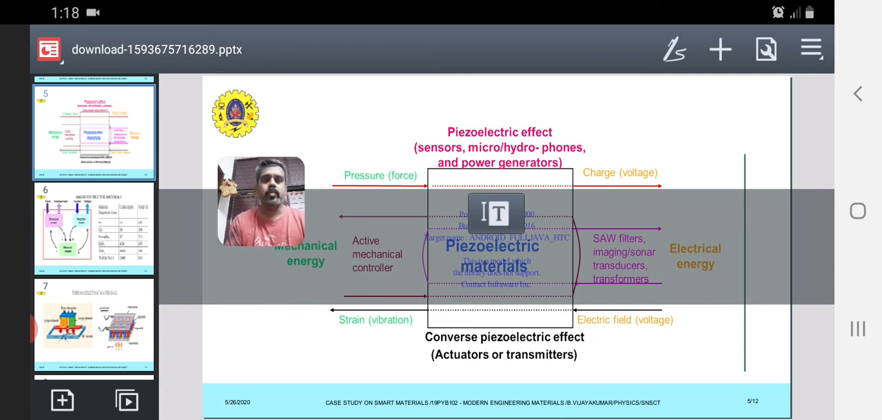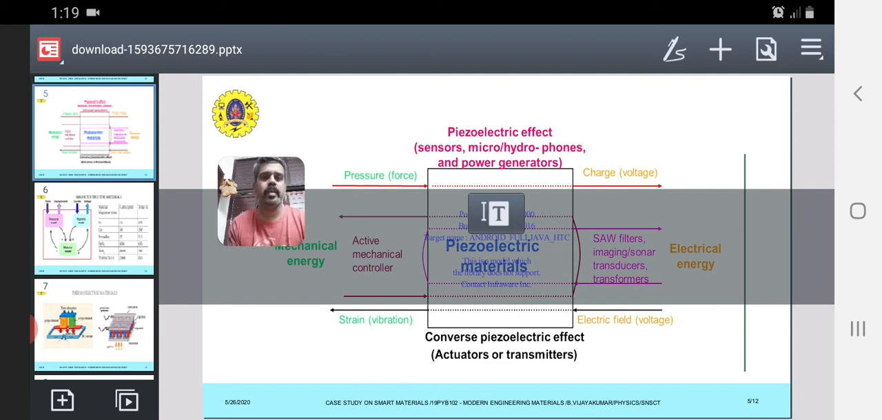It has X cut and Y cut natures. All this we studied in the ultrasonic production of piezoelectric oscillators. The piezoelectric effect is applied in the same way here also. One energy is converted to another energy. That is the basic concept of the piezoelectric effect. So when we apply pressure, the charge is produced on the opposite side.